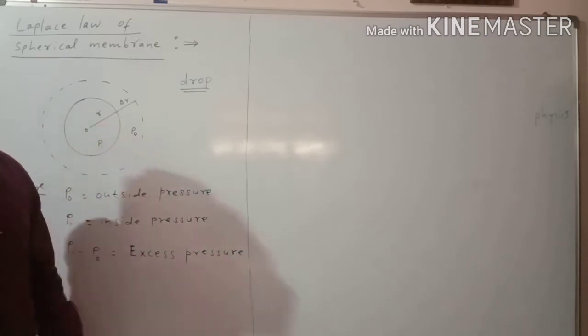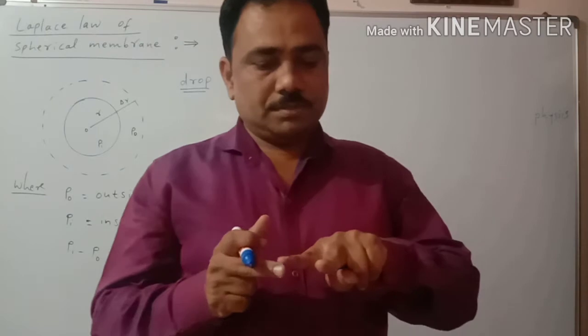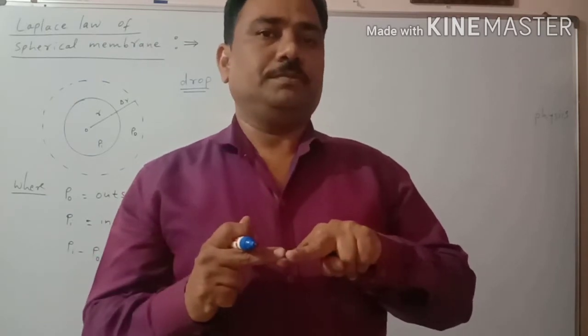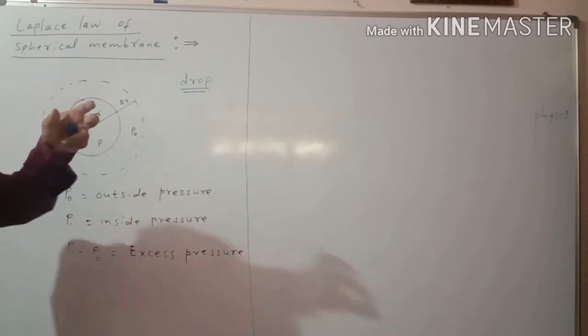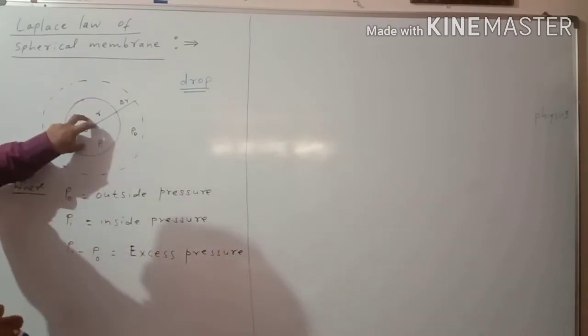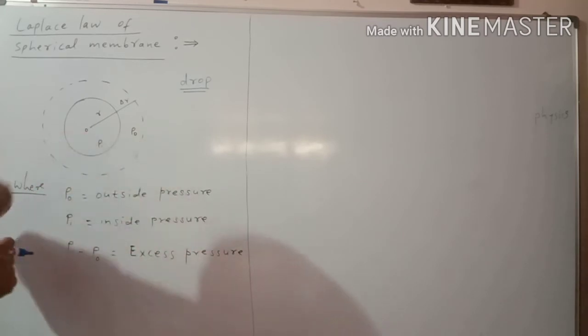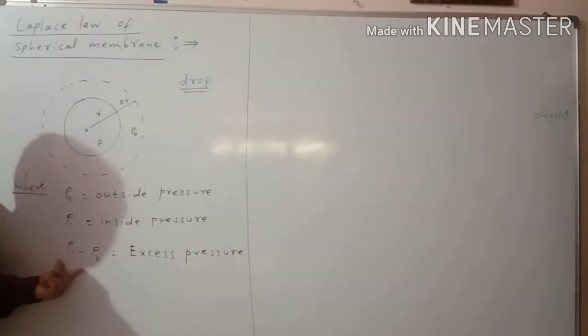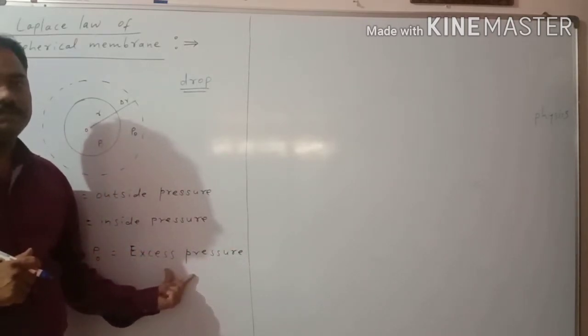So you should remember here, excess pressure means the difference between inside and outside pressure. Now see here, in case of a drop, or we can say a bubble, inside pressure is always greater than outside pressure. So whatever may be the difference between them, that is represented by excess pressure.